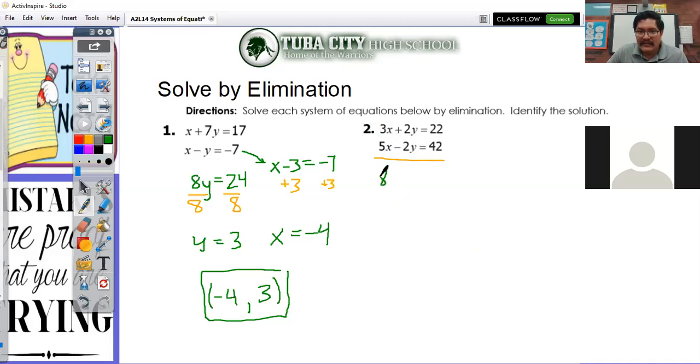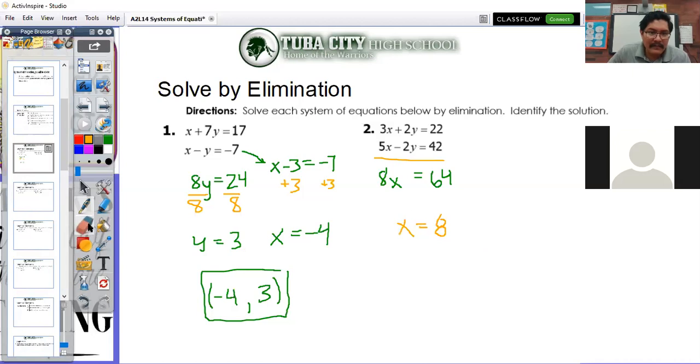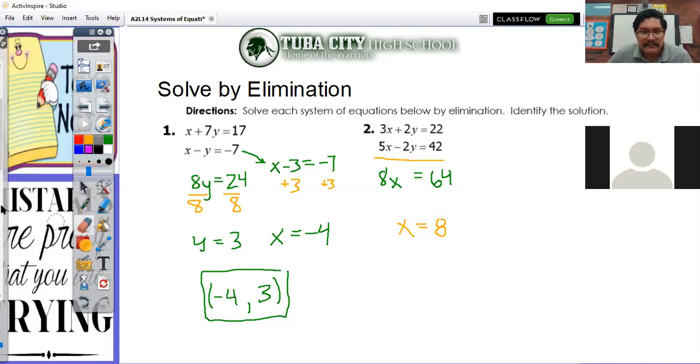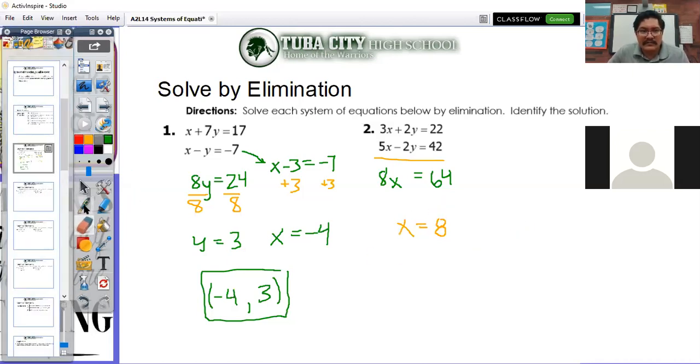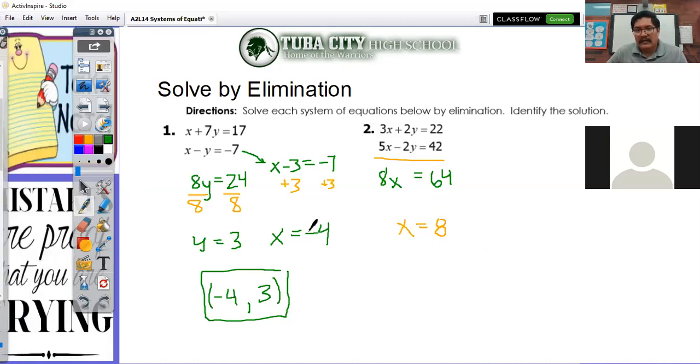3 and 5 is going to be 8x. And here, add these two together. So 2 and 2 is 4. And 22 and 42 is also going to be 64. And if I asked you what number can I times by 8 to get 64, you probably wouldn't even miss a beat. So there we go, x equals 8. And I got my first one. Now I just gotta go ahead and plug it back in to find the other one.